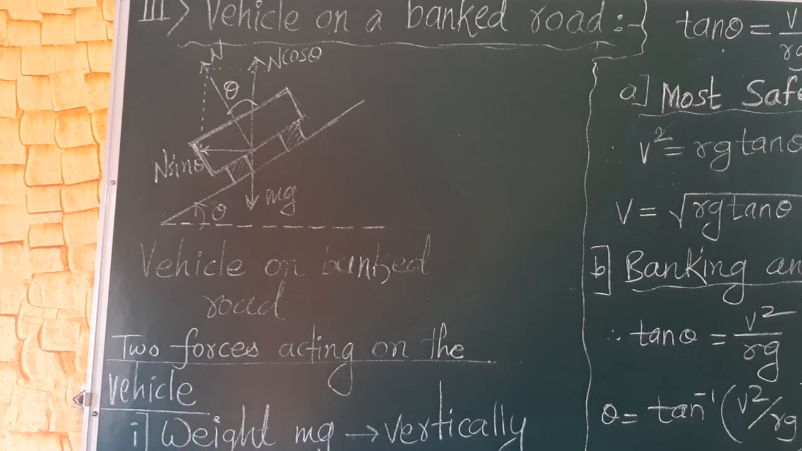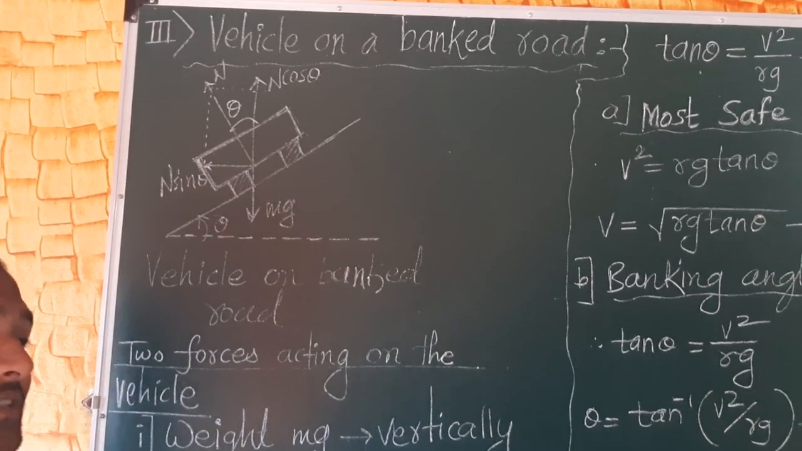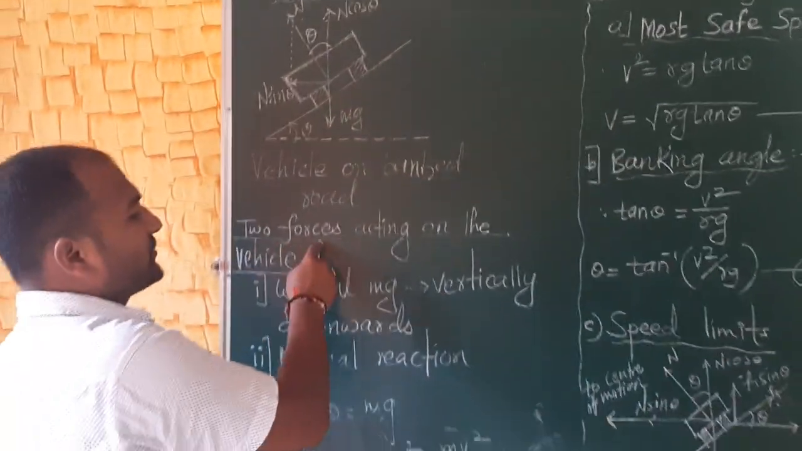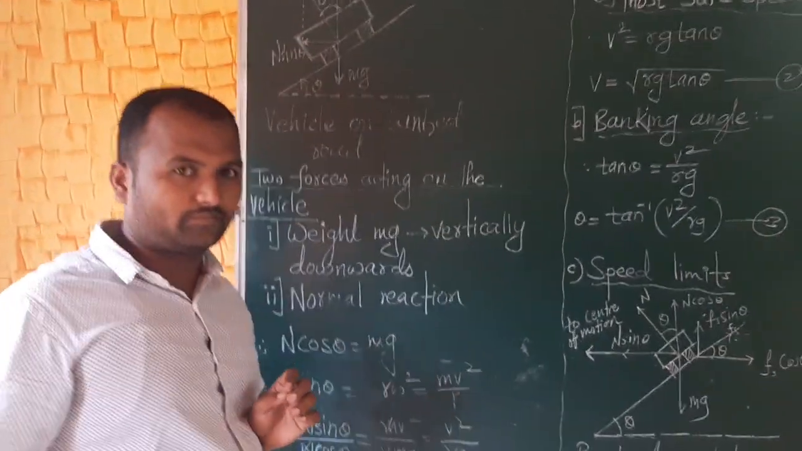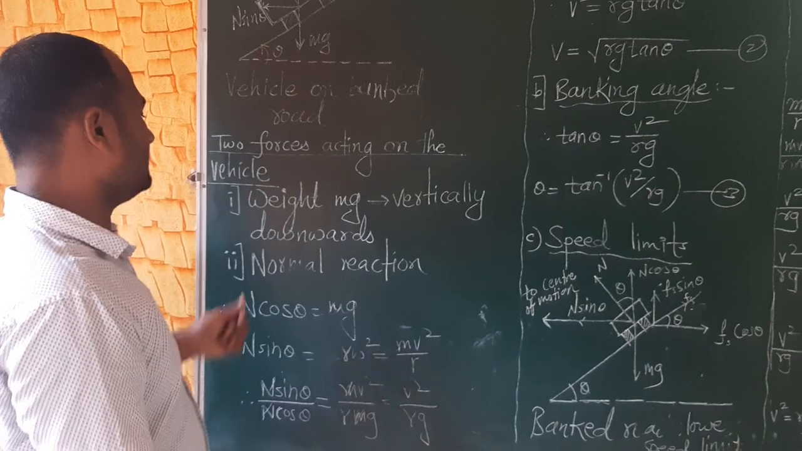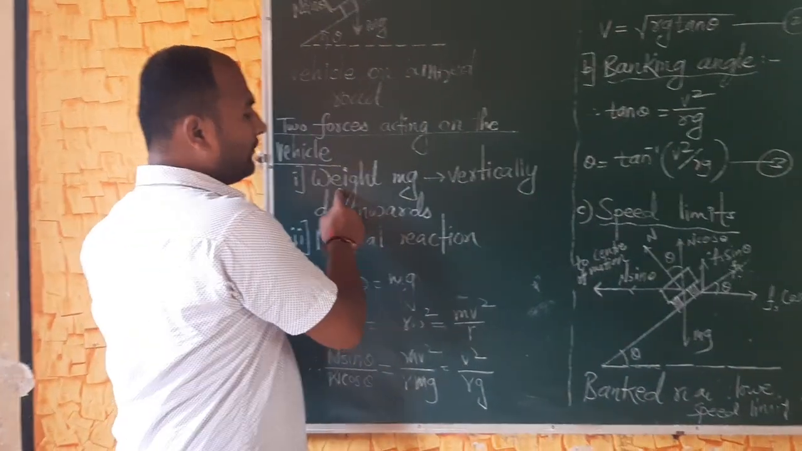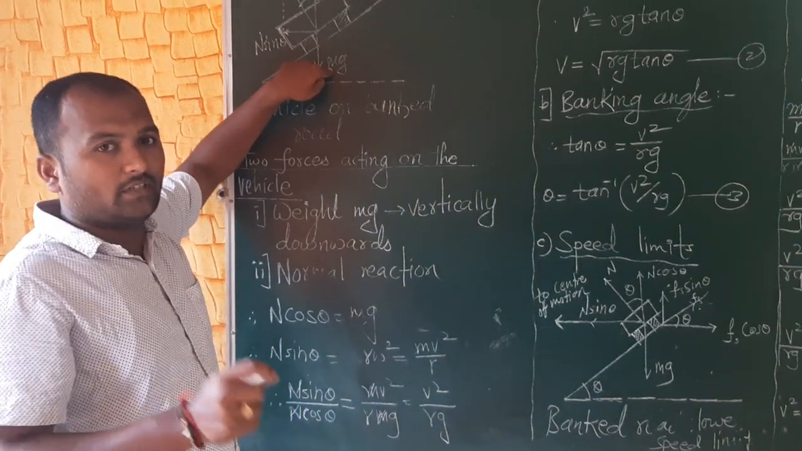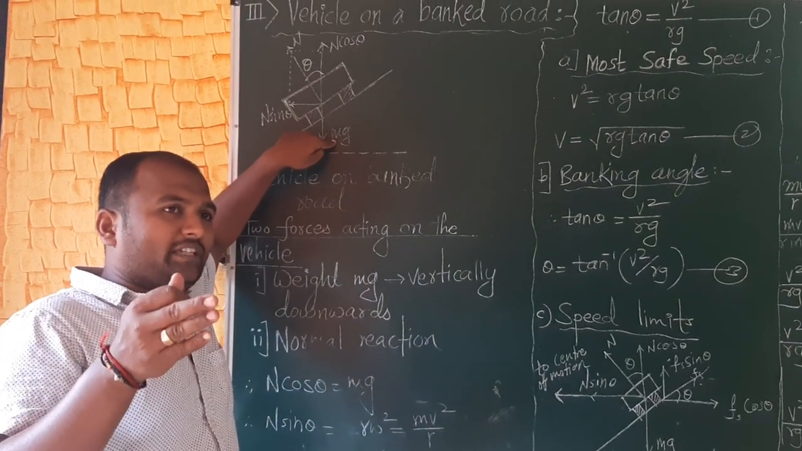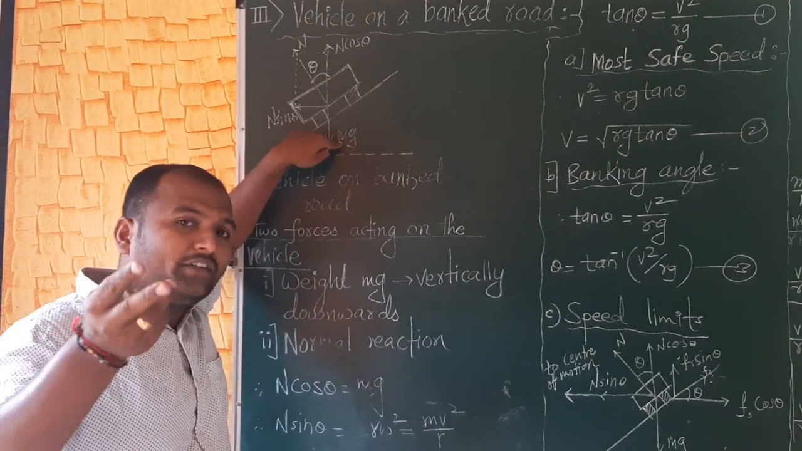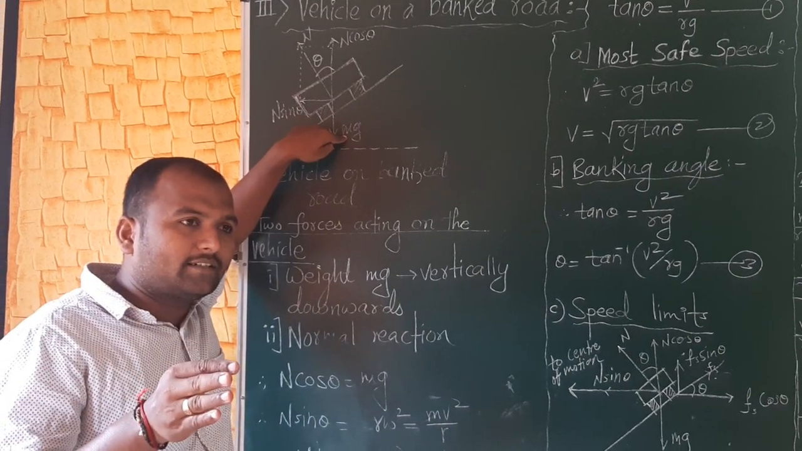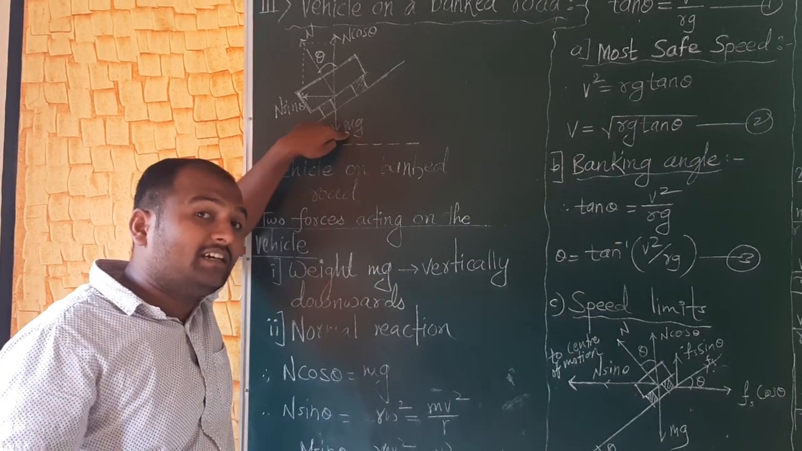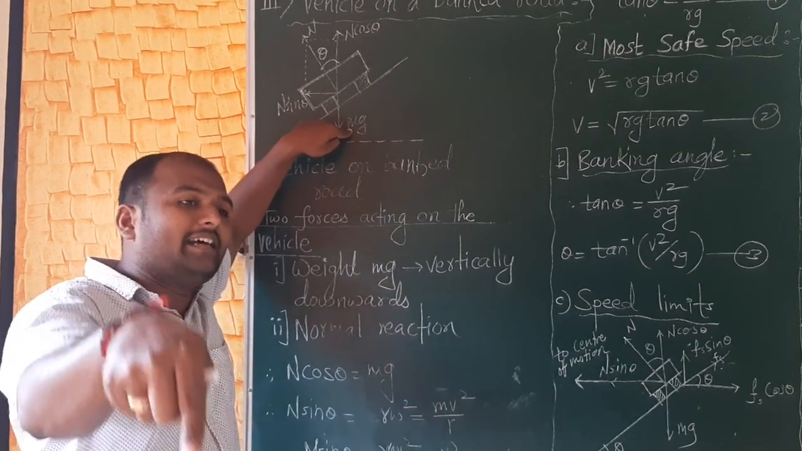So what are the forces acting on that vehicle whenever it is moving through banking of roads? Two forces act on the vehicle. First is the weight mg, which acts vertically downward. You know about this weight mg. Weight and mass are different quantities. Weight means mass into acceleration due to gravity, but mass means the amount of matter contained in that body.